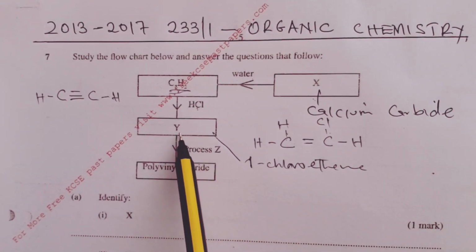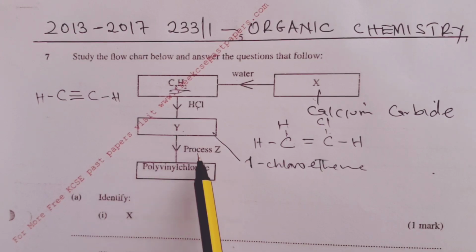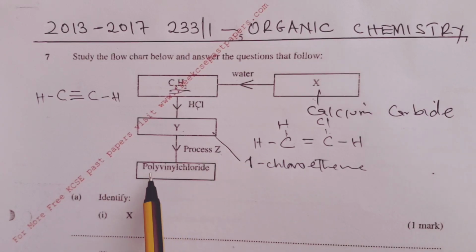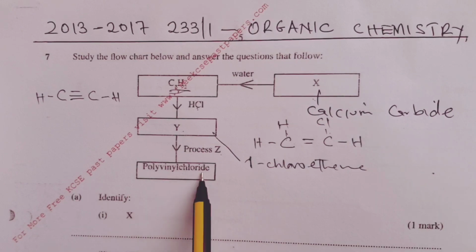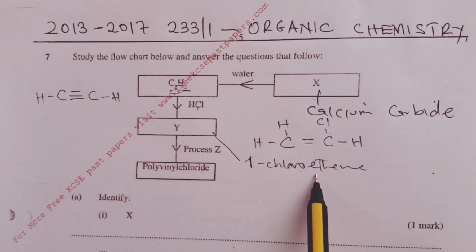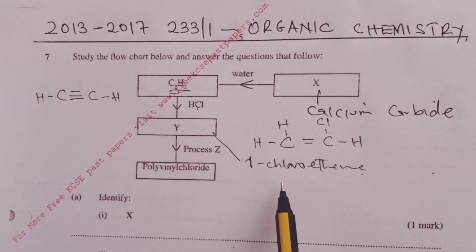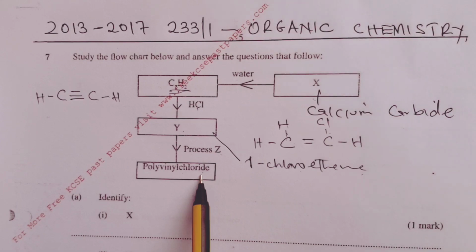Then from Y, we make it undergo process Z to get now a polymer which we call polyvinyl chloride. Chemical name is simply polychloroethene, which you realize is also called PVC for polyvinyl chloride. So we have studied our scheme, and now it is time to look at the questions that were asked about the scheme.